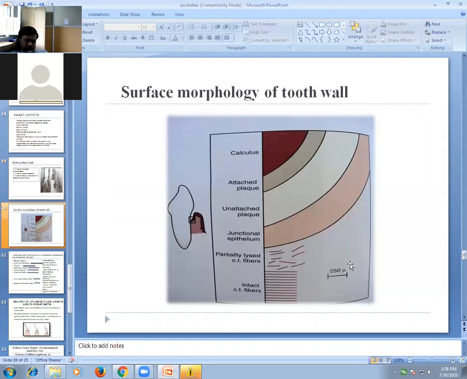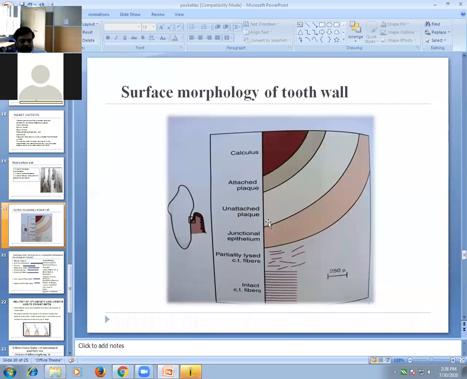What is the surface morphology of the tooth wall? When you see the pocket, we see different zones. You see the calculus, below your calculus there will be a plaque which is called attached plaque. So it is attached to the tooth. After attached plaque there will be unattached plaque. It is not attached to the tooth. Basically attached plaque is responsible for your carious lesions and unattached plaque is responsible for your periodontal diseases.